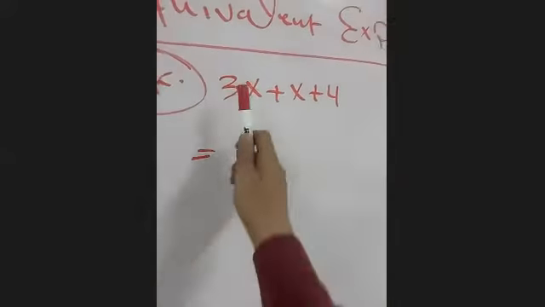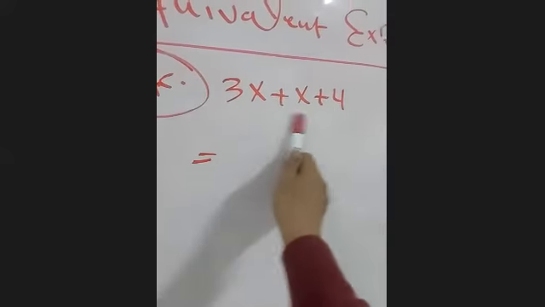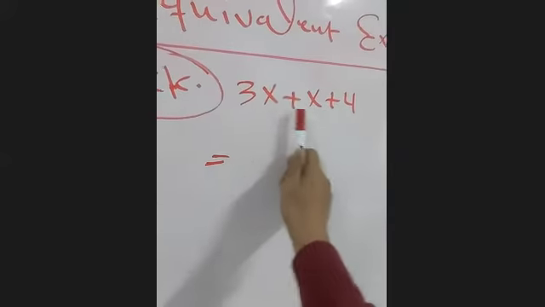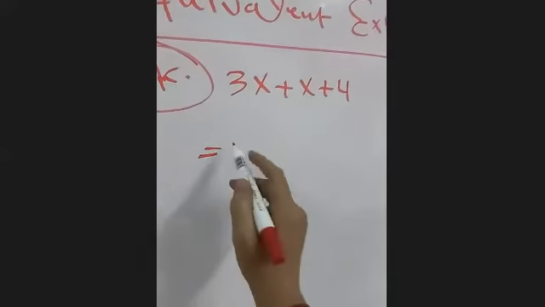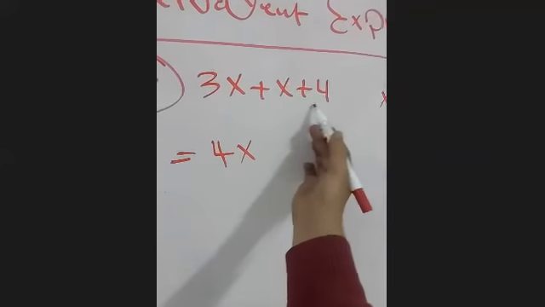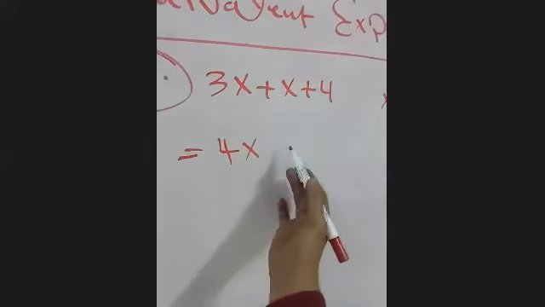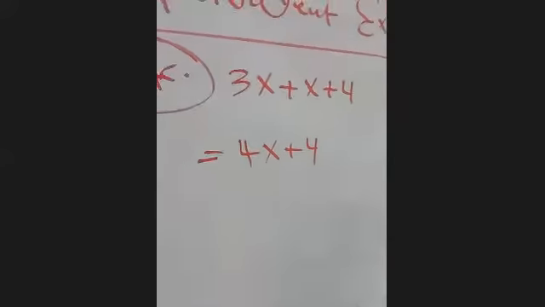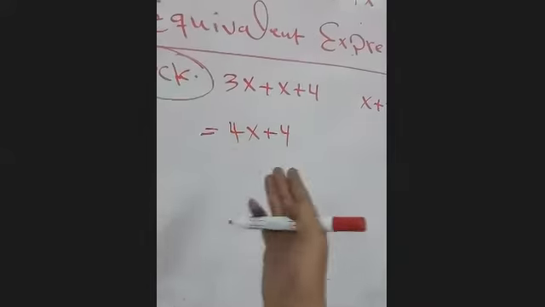Yes. I have a 3x and x. They are like terms. 3x plus 1x, how much? 4x. Do I have other number than 4? No. So the 4 comes down. So this equals 4x plus 4.